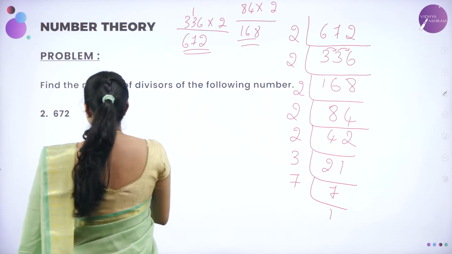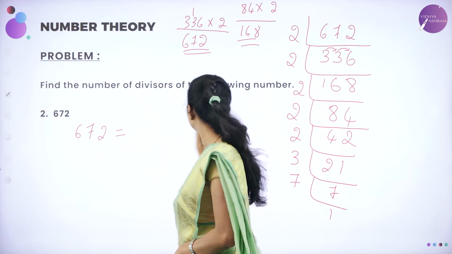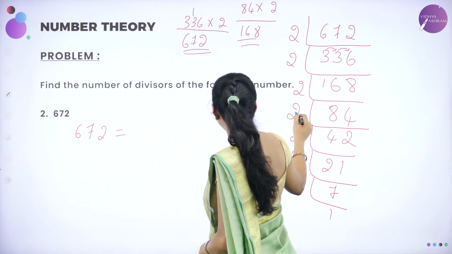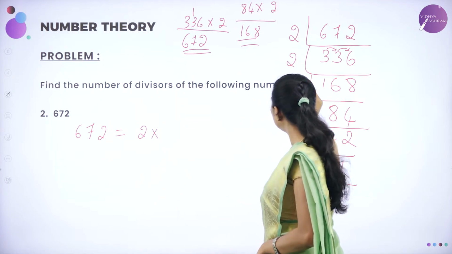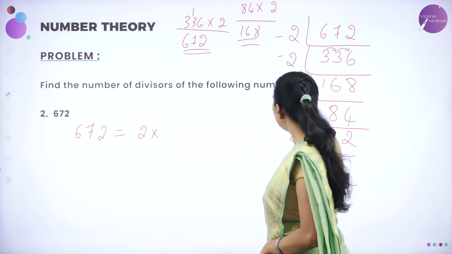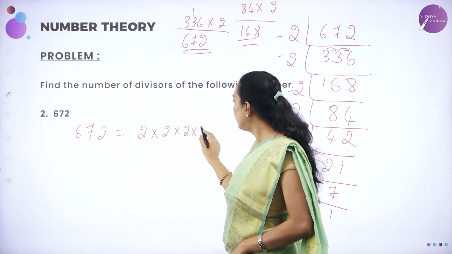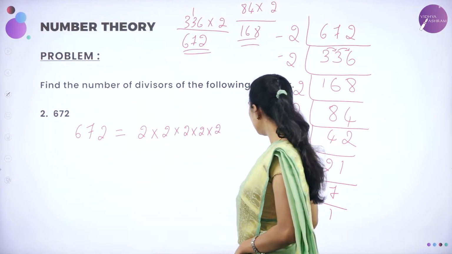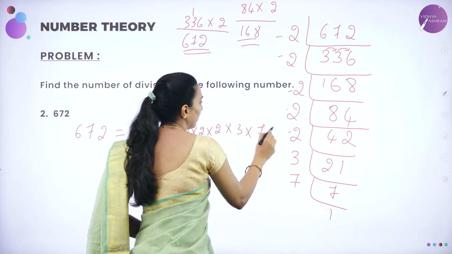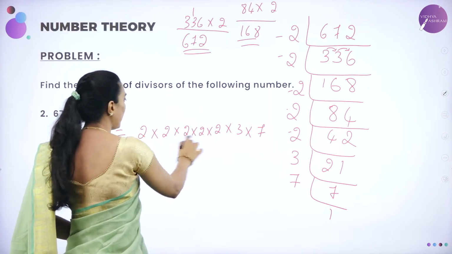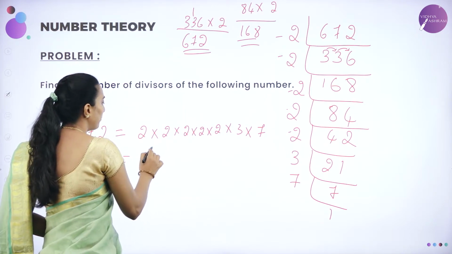So how can I represent 672? 672 can be represented as 2 into 2 into 2 into 2 into 2. So 2, one time, 1 2 3 4 5. Next you are going to have 3 and 7. Correct? So now how many times are you having 2? 5 times. So you are going to have it as 2 power 5.